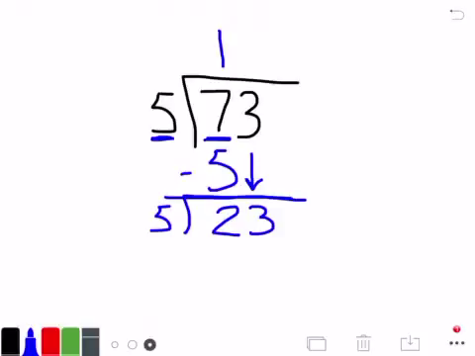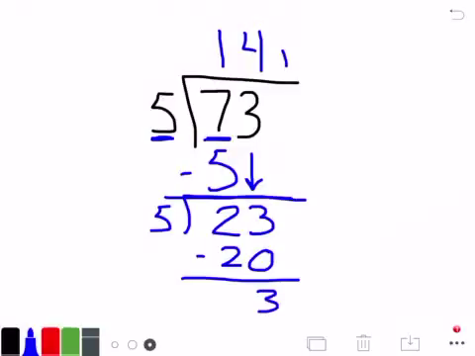And I know that I can get as close as possible with 4 groups of 5. 4 groups of 5 would be 20. And 23 minus 20 is 3. So 73 divided by 5 would be 14 with the remainder of 3. Next time we'll get into 3-step division, possibly even 4-step.